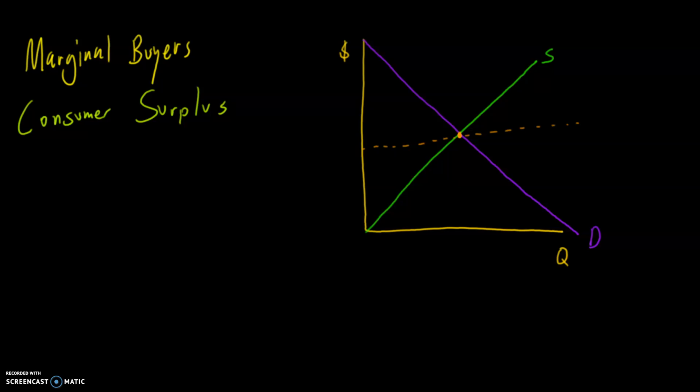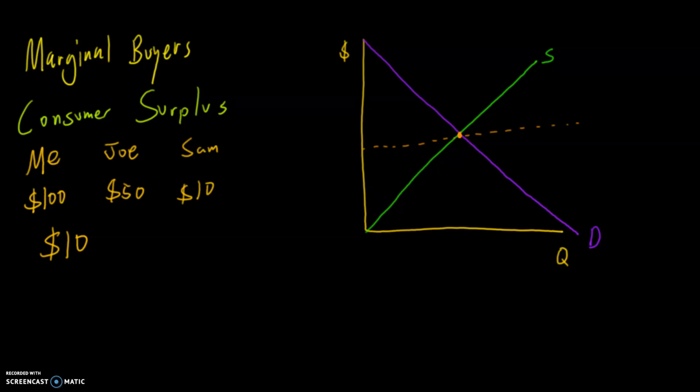I hope that makes sense. So just for an example, if the market price for burritos is $10, we have me, who's willing to spend $100. I'm a marginal buyer at $100. We have Joe, who will buy it at $50. We have Sam, who will buy it at $10, and then we'll have, I don't know, Mary, who will buy a burrito only if it's $1. So there's individual consumer surplus, and that's just for each individual. For example, mine is $90. Then there's the market consumer surplus, and that is all the people added together.